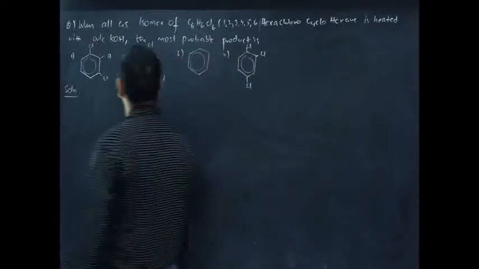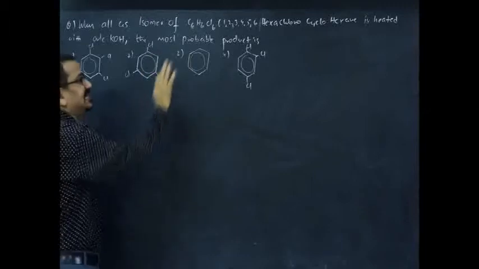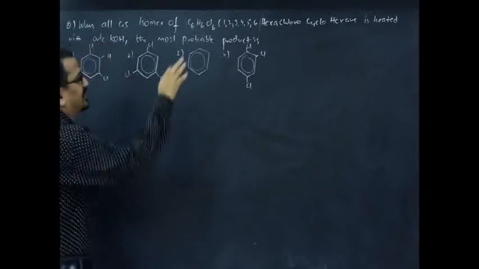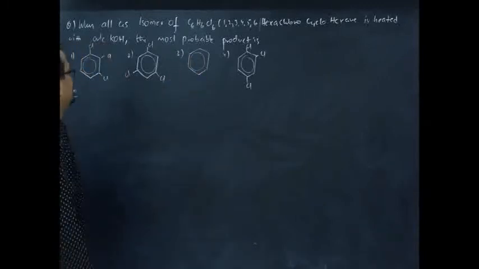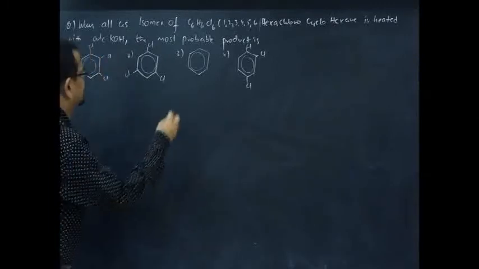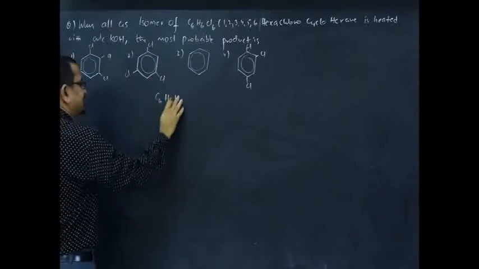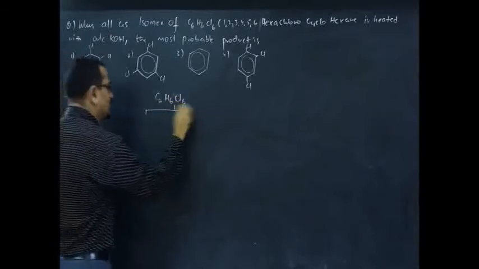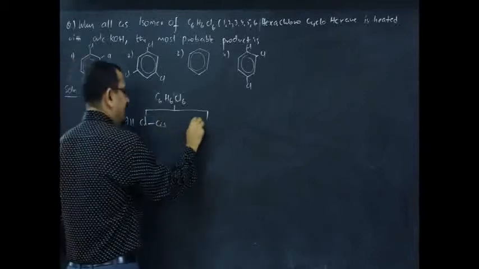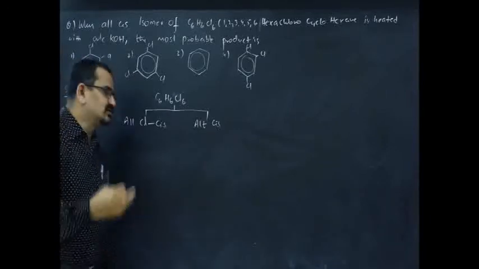See, another question from aryl halides. When an isomer of C6H6Cl6, meaning 1,2,3,4,5,6-hexachlorocyclohexane, is heated with alcoholic KOH, what is the most probable product? It is actually a nice question. C6H6Cl6 can exist in 2 ways. One is where all chlorines are in cis form, and the other is the alternate cis form. Alternate cis form means one chlorine is above the plane, and another chlorine is below the plane.